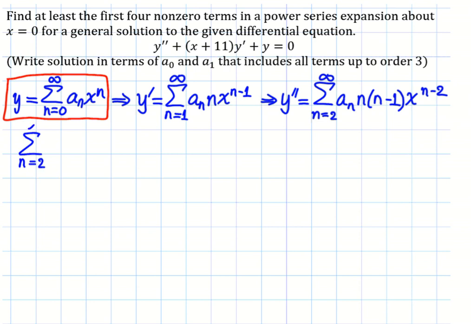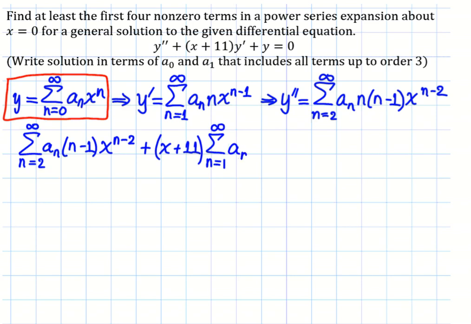n equal to 2, and then the rest, just go ahead and write it down. That's the second derivative, x plus 11, the first derivative, and then the function. That's supposed to be equal to 0.